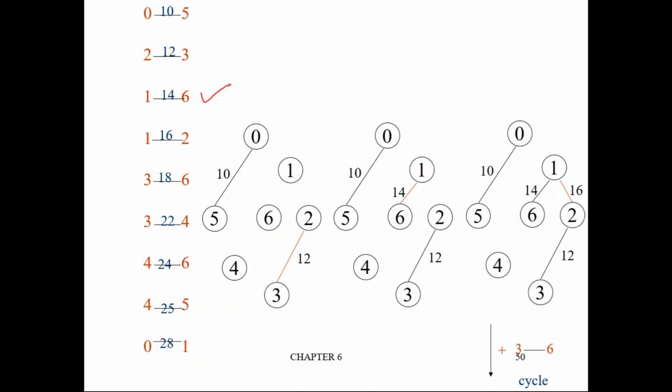Third edge is 1 to 6, and the cost is 14. If you add this, will it create a cycle? No. So add this, cost is 14. Fourth edge is between 1 and 2, cost is 16. If you add this, will it create a cycle? No, it won't create a cycle. So add it.